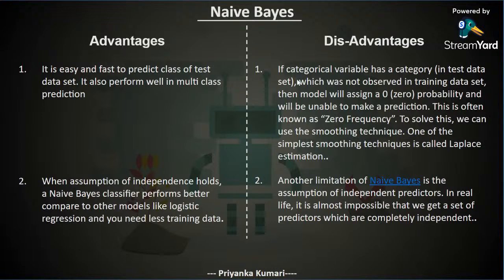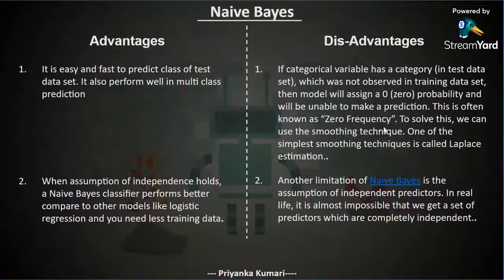Then the first disadvantage which is written over here is that if you have a categorical value which has a category in the test data set that was not observed in the training data set, then you get a model which will assign zero probability, and it will be unable to make a prediction, which is also known as zero frequency.